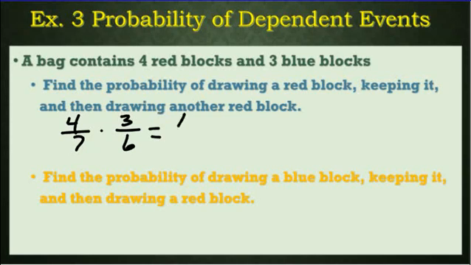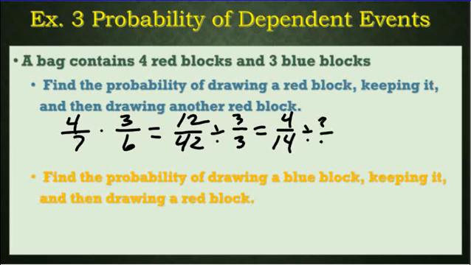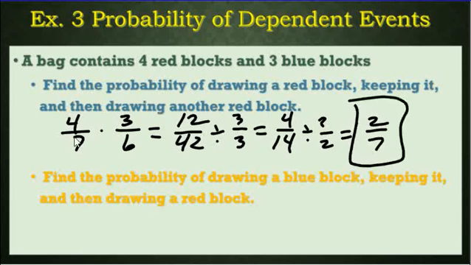4 times 3 is 12, 7 times 6 is 42. We can divide this by 3/3. 12 divided by 3 is 4. 42 divided by 3 would be 14. I can divide this by 2 again. This will give us 2/7. So our answer would be 2/7.